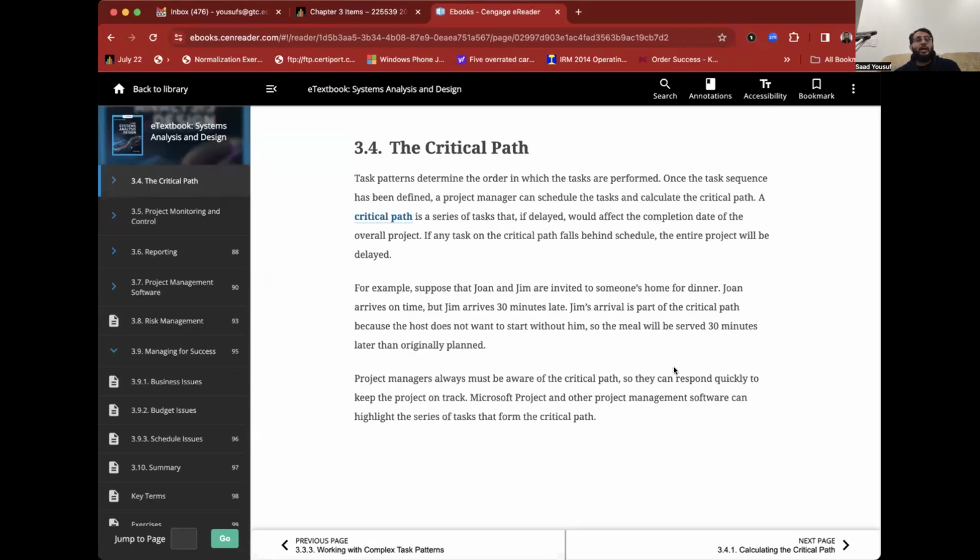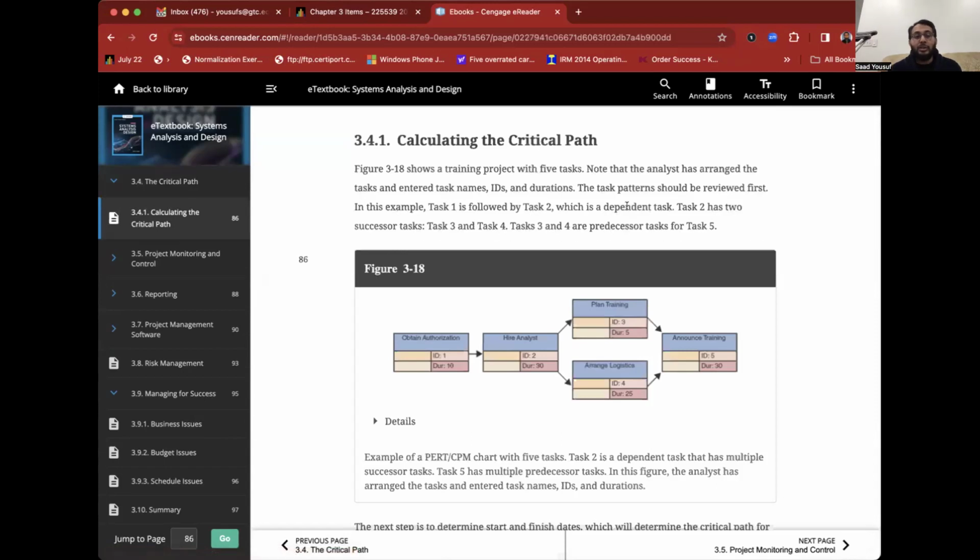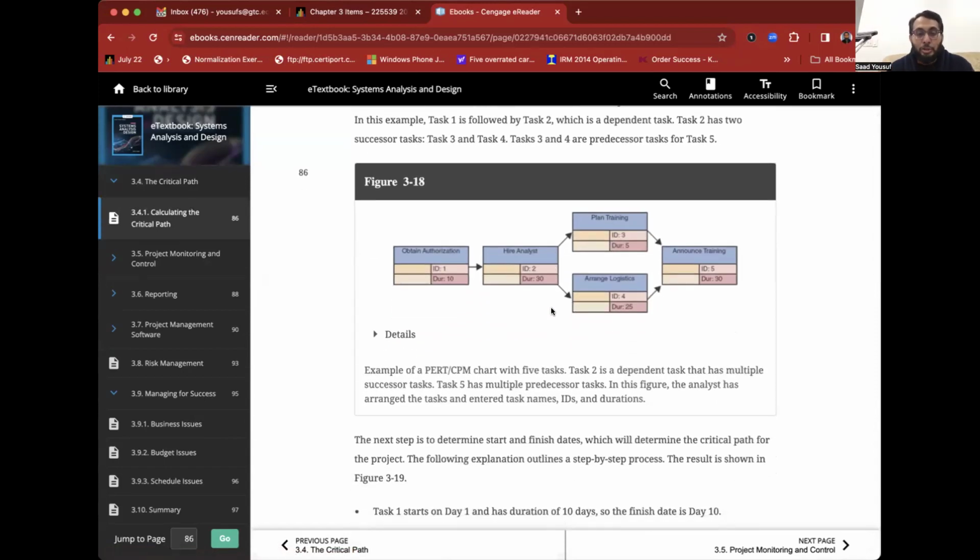Okay, so moving on to the next topic here, which is about the critical path. Critical path is basically you set all your successors and predecessors in line and you build your whole network, and then you figure out what is the longest path in your project, and that becomes your critical path. For example, if you look at this diagram, you will see that task number 1 starts out and runs for 10 days. Task number 2 starts out and runs for 30 days. That's linear, no problem.